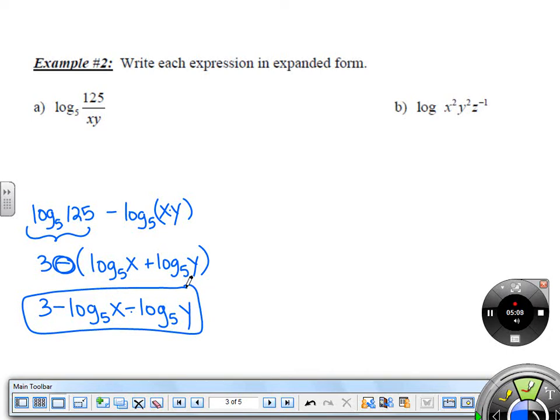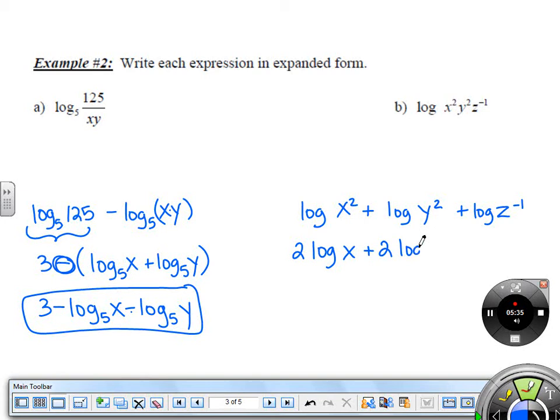All right, in part B, I see three things being multiplied together, x, y, and z. So that kind of gives me the idea that I should have three logs being added together, one for the factor of x, one for the factor of y, and one for the factor of z. Now these all have exponents, so I need to use that power property and write that exponent as a coefficient multiplying the logarithm.